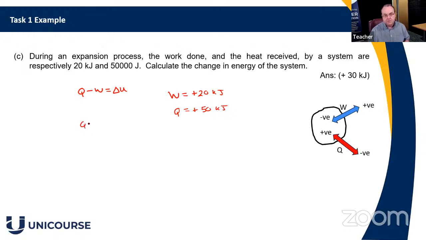So now all we have to do is calculate delta U. So Q minus W is delta U. Q we have as 50 minus, and it's usual to put brackets around your work components, plus 20. That's still going to be minus, isn't it? And that's equal to delta U. So we can write that delta U is equal to 50 minus 20, which is equal to 30 kilojoules. And it's a positive value, so it's an increase.